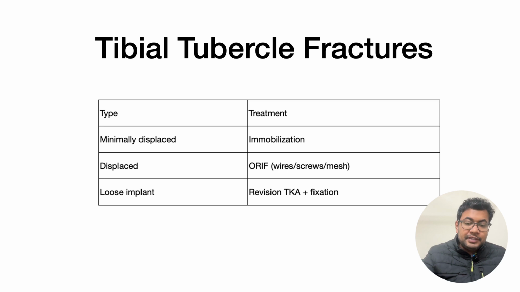Then if it is a type 4, that is a tibial tubercle fracture, and it is a minimally displaced or undisplaced fracture, then definitely we can conserve it. We may apply a brace or immobilizer. If it is displaced, then we will have to fix it. We may fix it with wire, screws or mesh. If the implant is loose, then we will have to revise the implant and do the fixation of the tibial tubercle.